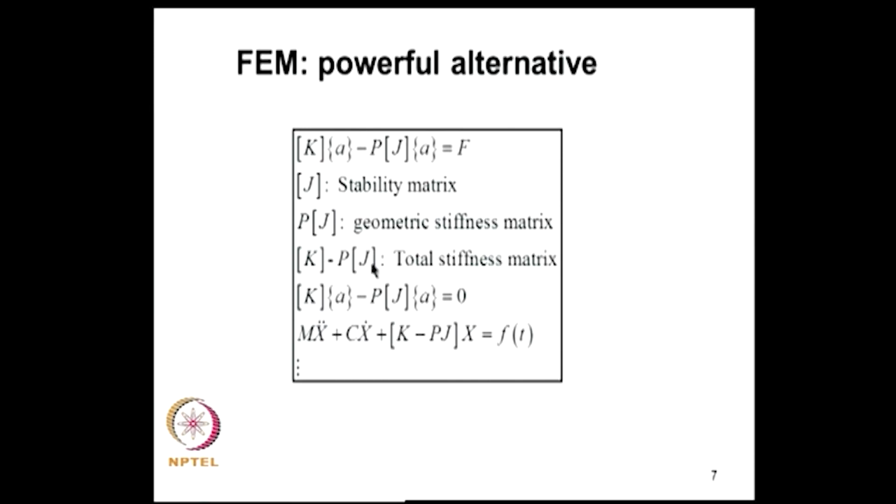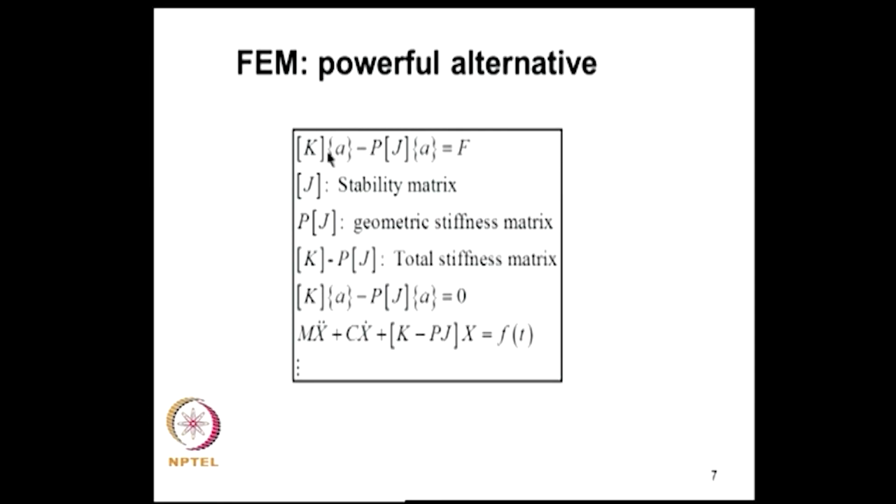So, as we will see shortly, this leads to an equilibrium equation of this form, where J is the stability matrix and P into J is the geometric stiffness matrix, and K minus PJ is the total stiffness matrix. And we can either solve the response of the structure by allowing for the effect of geometric stiffness, or find out the critical conditions where the structure loses stability.